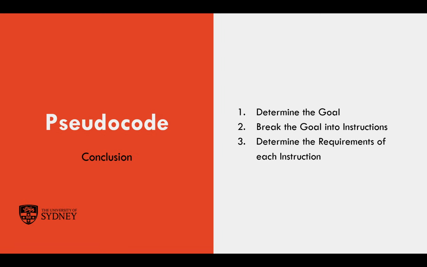Alright, so in conclusion, if we're to write pseudocode, always determine the goal, break the goal into instructions, determine the requirements of each instruction, and then write your code. And the added benefit of all this is that you have well commented code.